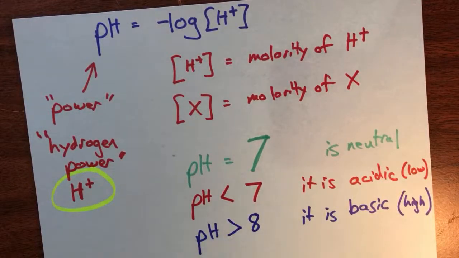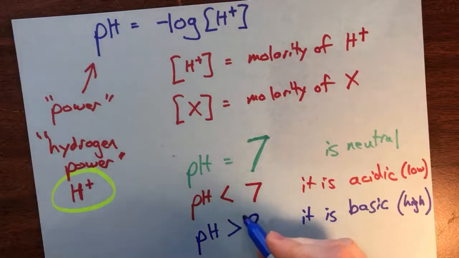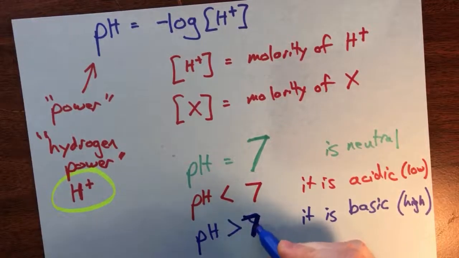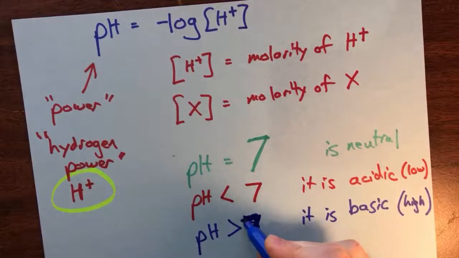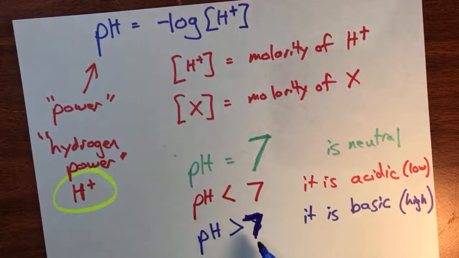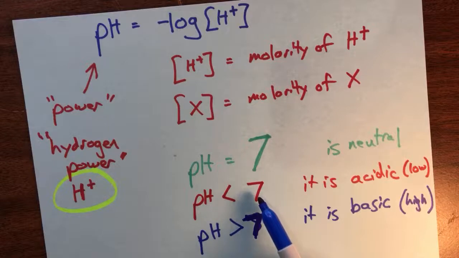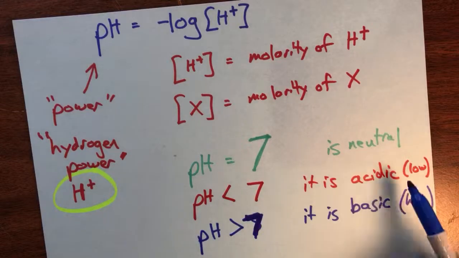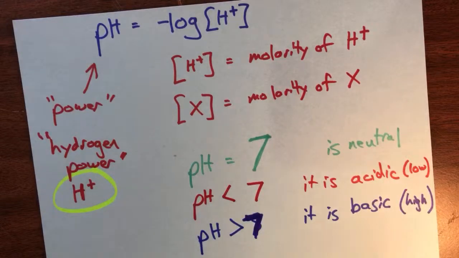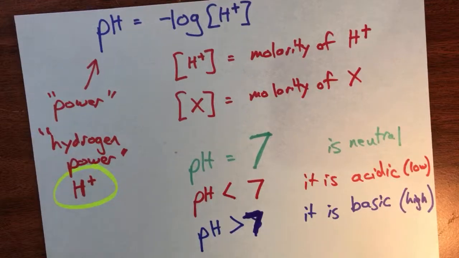Anything greater, oops, did I say 8 here? This should be greater than 7. Sorry about that, guys. So any pH that's higher than 7 is basic. Any pH that's lower than 7 is acidic. High pH is basic, low pH is acidic. Now, let's get more to this whole calculation because you guys are going to need to calculate some pHs on your own.